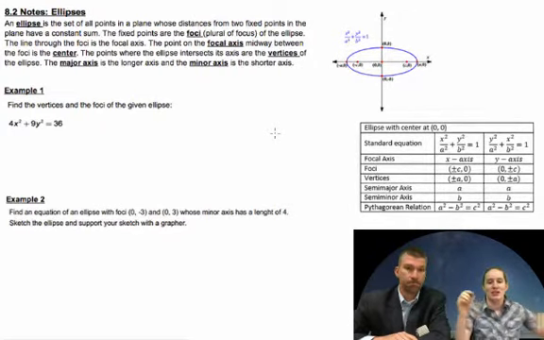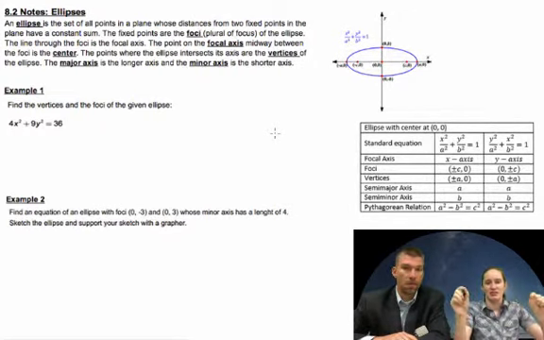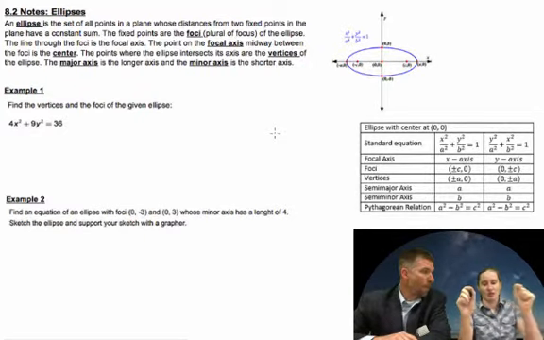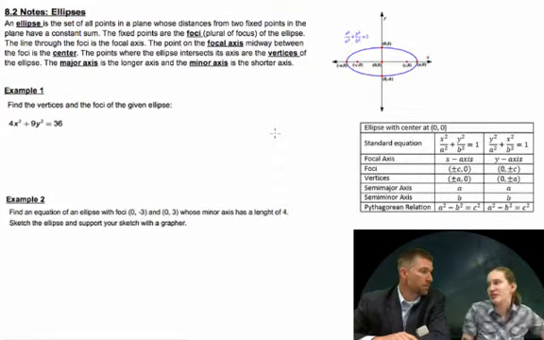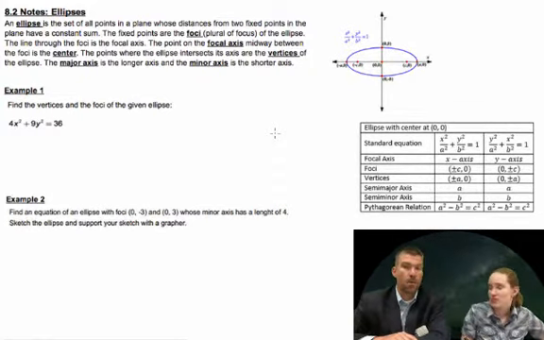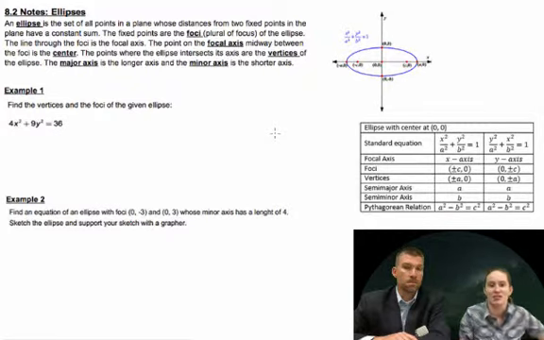Okay, so if you have your two foci and you draw distances to a point, at any point, if you add those distances together, they should be the same thing. So that's kind of a neat concept.